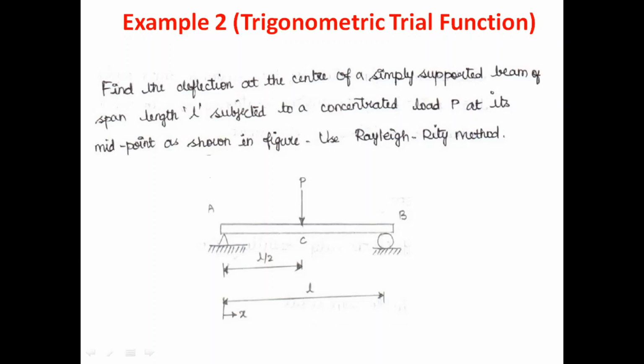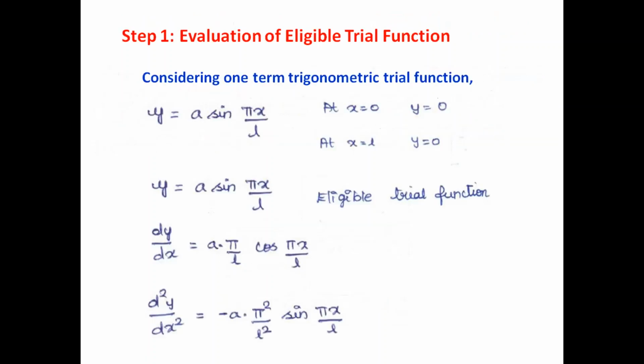So in the first step we will see what the difference is. Considering a one-term trigonometric trial function, here y is equal to a sin(pi x by L).